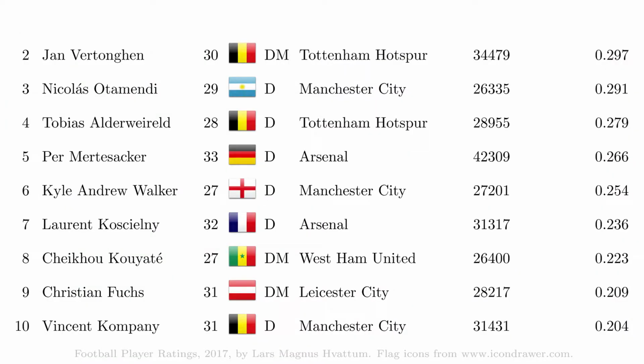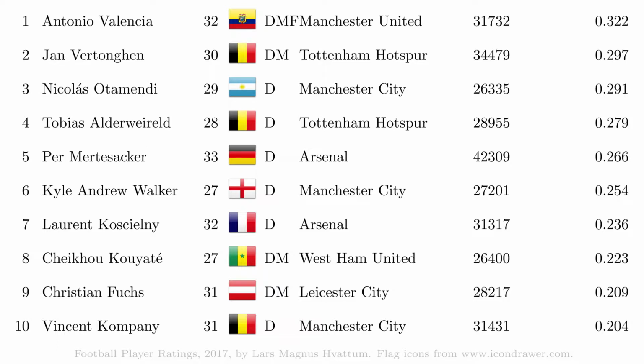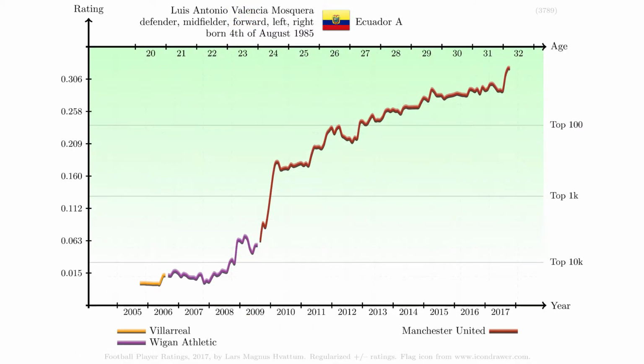Let's reveal number 1, Antonio Valencia from Manchester United. At a rating of 0.322, he is clear first among the defenders in the Premier League, according to the regularized adjusted plus-minus ratings, mind you, as well as being number 19 in the world overall. Based on the previous 2 rating graphs that we have seen, we should probably guess that the rating of Valencia is also increasing over time. It turns out this is true.